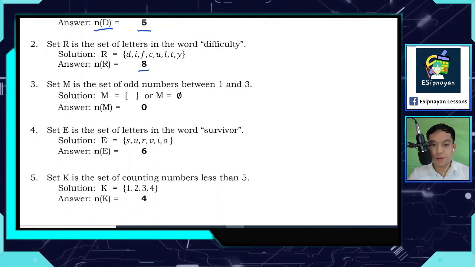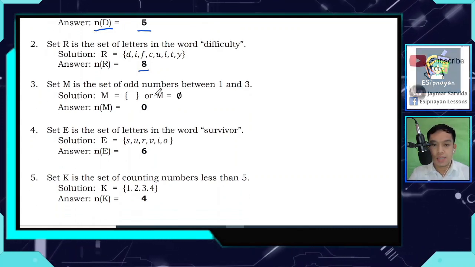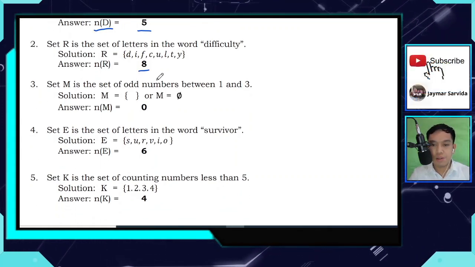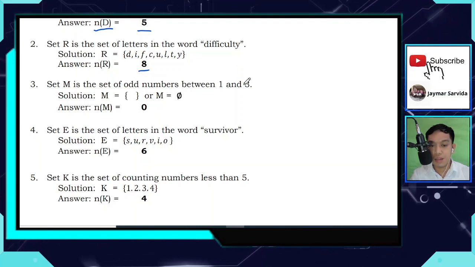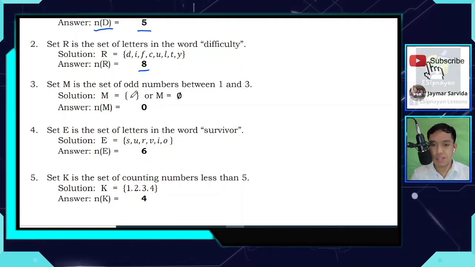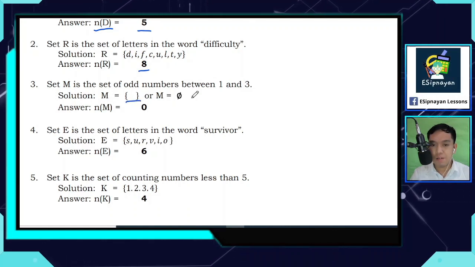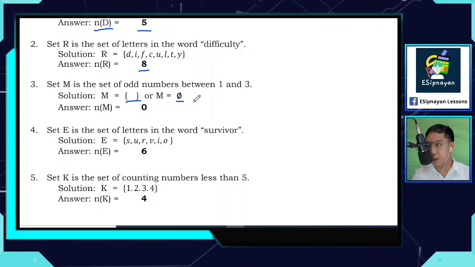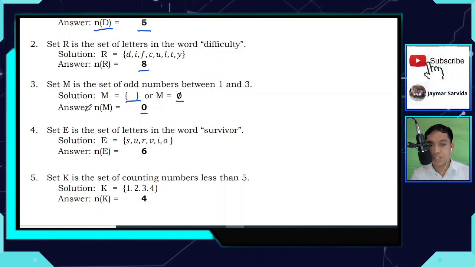Next, number 3. Set M is the set of odd numbers between 1 and 3. Meron bang odd numbers between 1 and 3? Wala. So that is empty set or null set. So kapag empty set or null set, meron bang elements? Wala. So that is 0. So the number of elements in set M is 0.